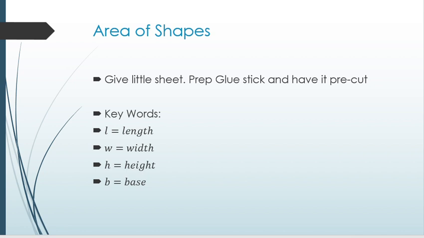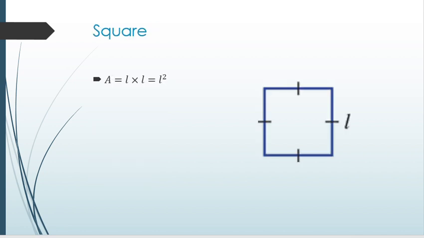Now, these are some keywords that we are going to work with. We have L for length, W for width, H for height, and B for base. So the first formula we're going to work with is a square. So the formula of a square is in its final form L squared. But in reality, all that means is we are going to multiply L with itself. So basically, whatever side lengths the square is, you're just going to multiply that number by itself.